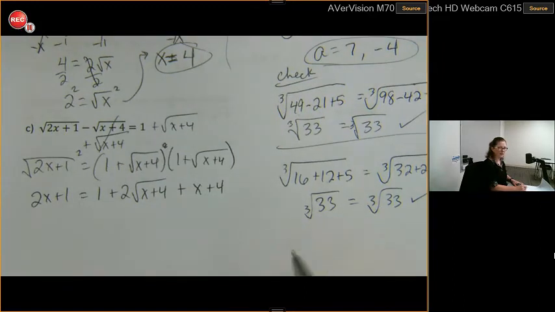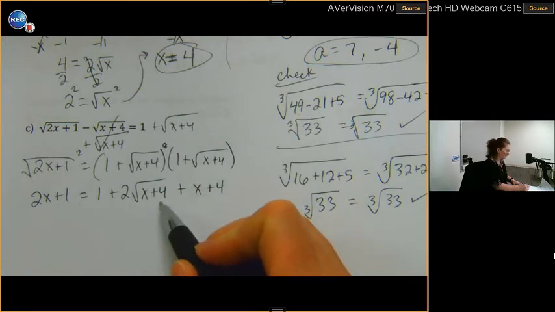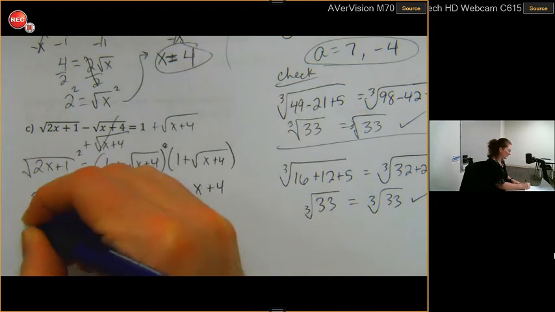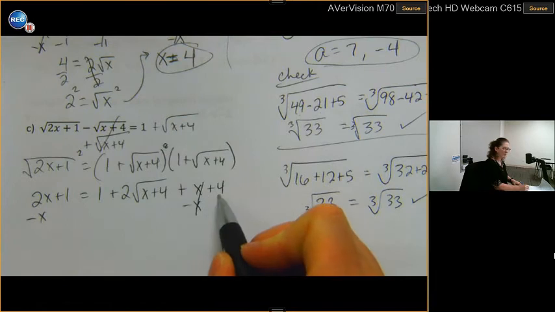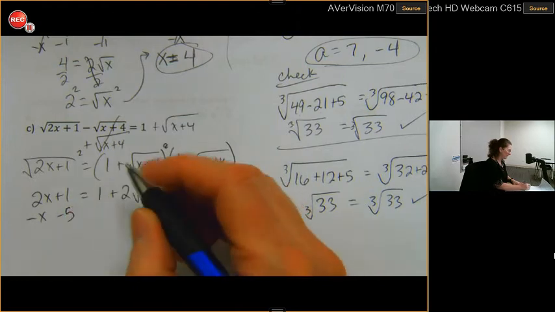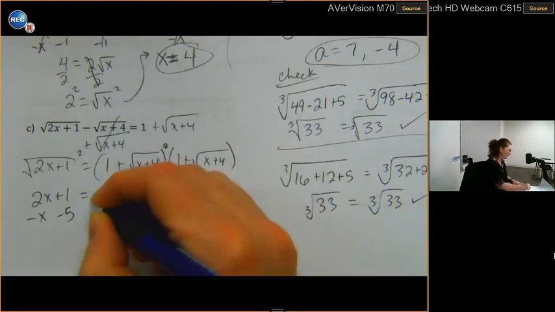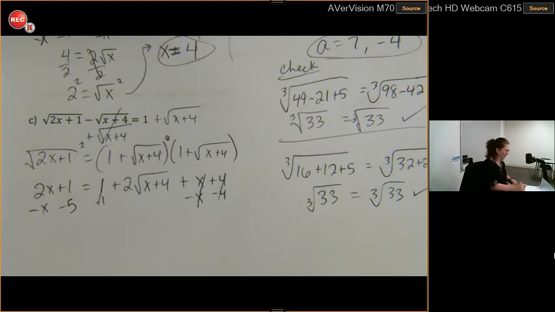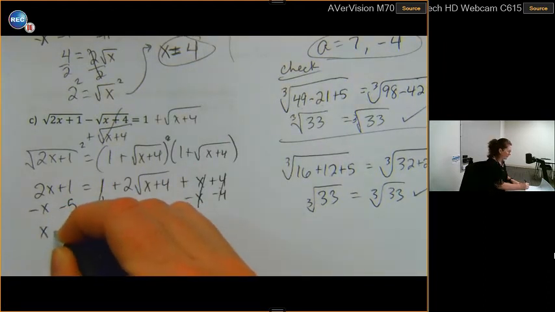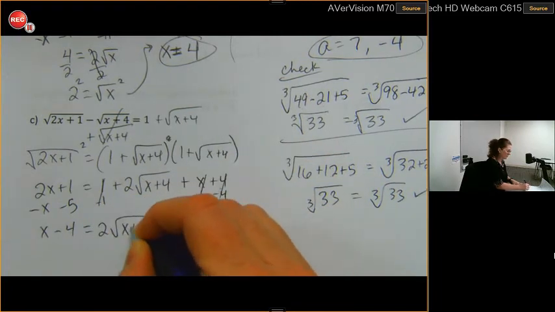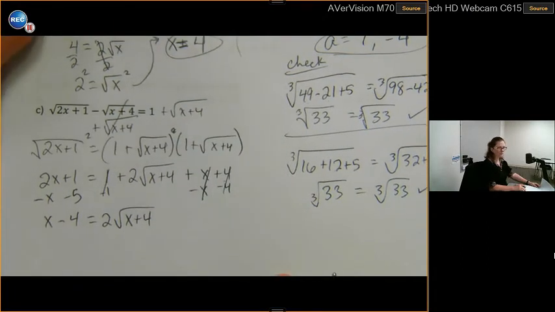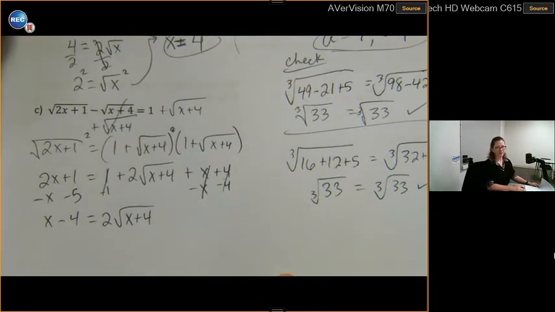Then I need to get the square root of x plus 4 by itself. So I'm going to move this x, and putting the 1 plus 4 together, that actually makes 5. So I'm going to subtract 5, because subtracting 1 and subtracting 4 is the same thing as subtracting 5. So I get x minus 4 equals 2 square root of x plus 4. I could divide by 2, but I'm not a huge fan of introducing fractions if I don't have to.